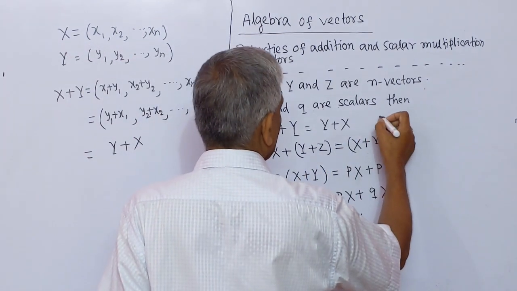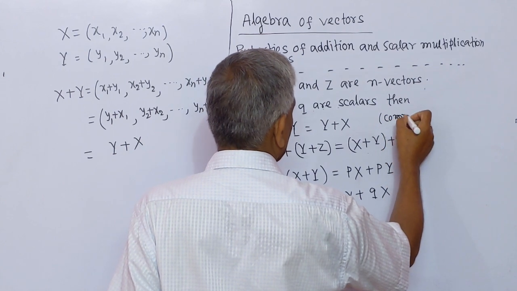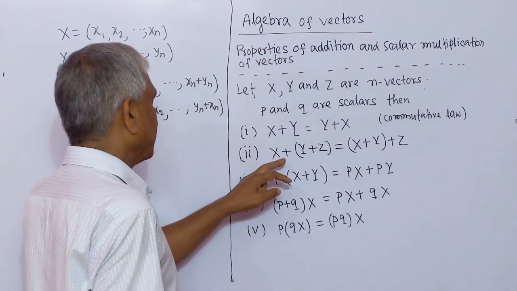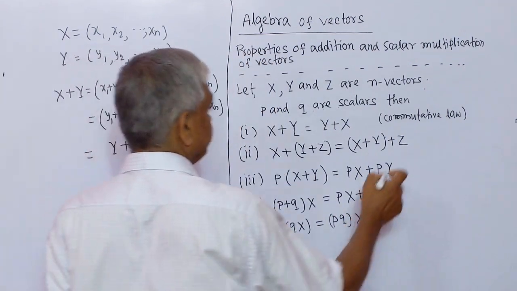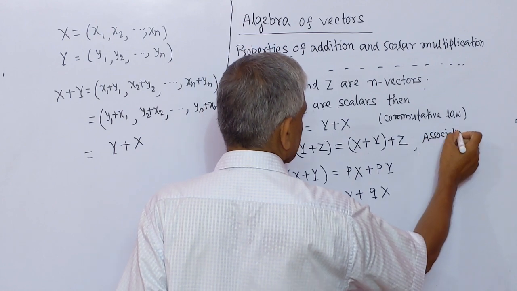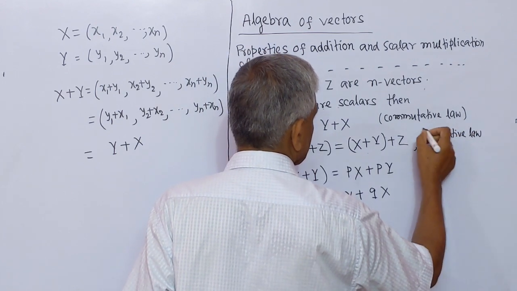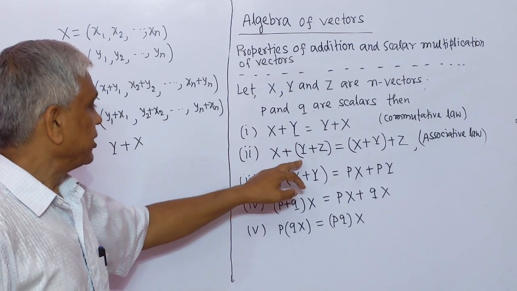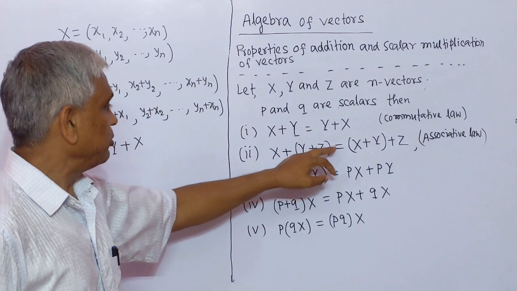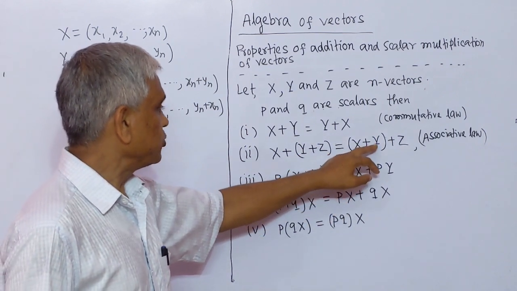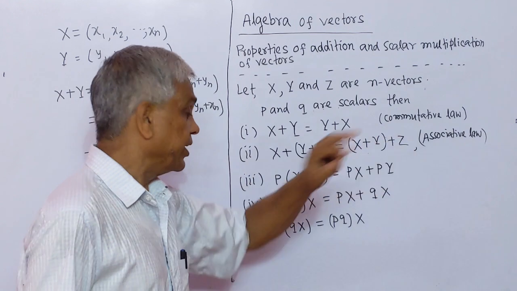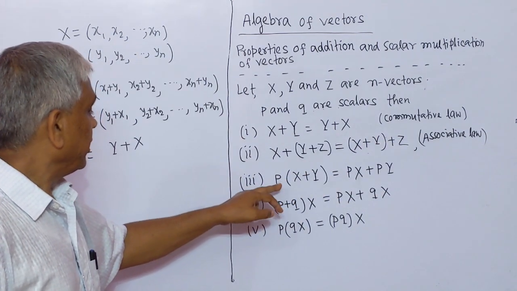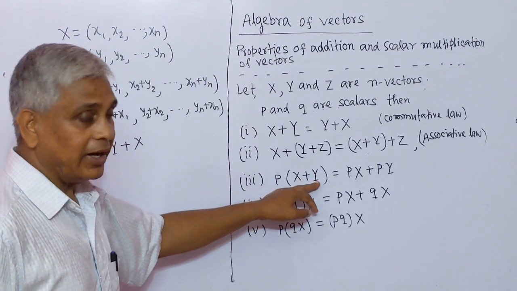This is the commutative law. Similarly, this is the associative law for addition. Capital X plus bracket capital Y plus capital Z equal to bracket X plus Y bracket closed, plus Z. Here p is a scalar and X, Y are vectors.